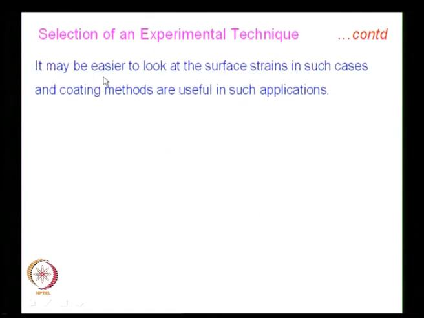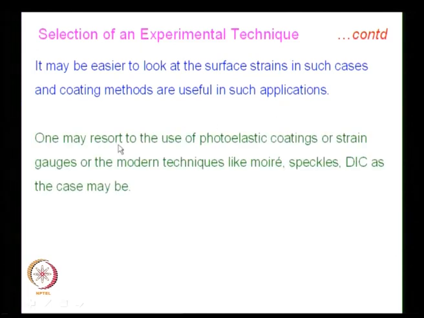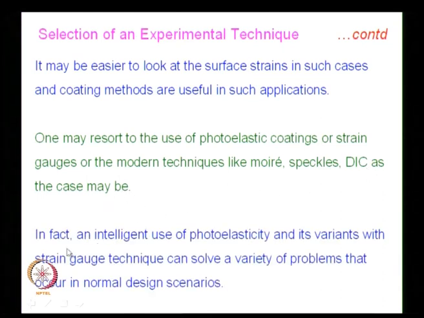It may be easier to look at the surface strains in such cases, and coating methods are useful in such applications. One may resort to the use of photoelastic coatings or strain gauges, or the modern techniques like moire, speckles, digital image correlation, as the case may be. In fact, an intelligent use of photoelasticity and its variants with strain gauge technique can solve a variety of problems that occur in normal design scenarios.